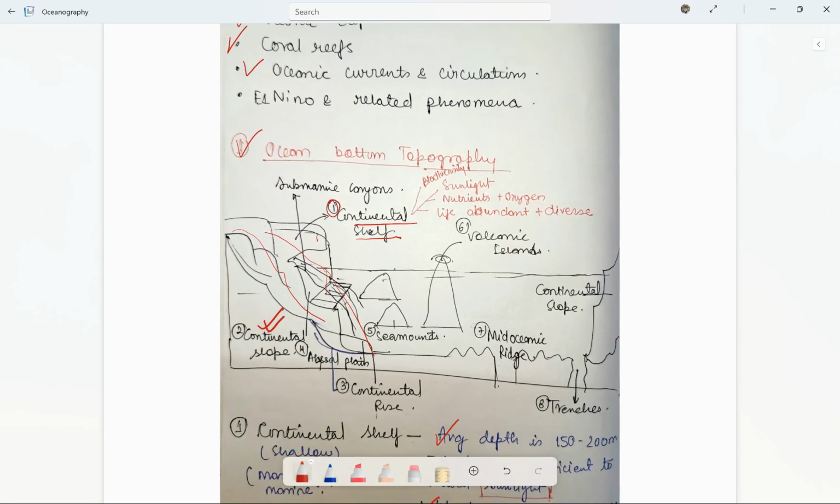First is ocean bottom topography, just for the basic understanding of what things are beneath the ocean water. First we have the continental shelf, then the continental slopes. After that we have the continental rise, abyssal plains, canyons, seamounts, volcanoes, volcanic islands, guyots, and then mid-oceanic ridges and trenches.